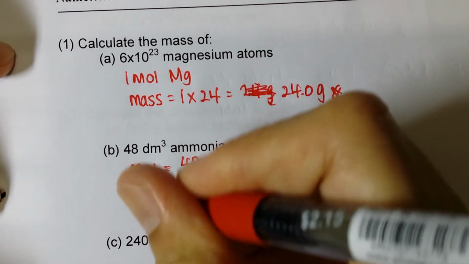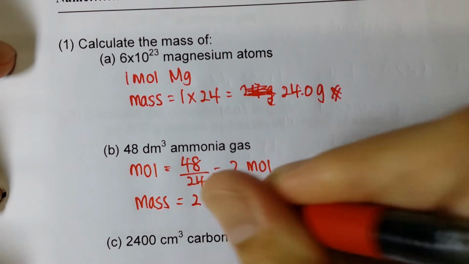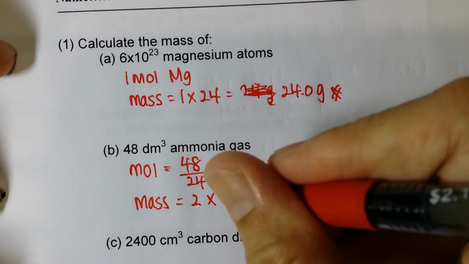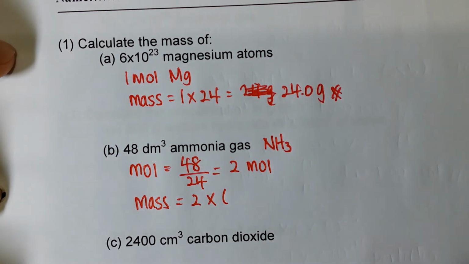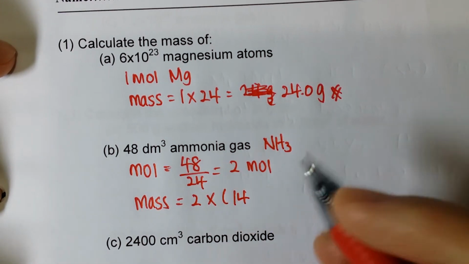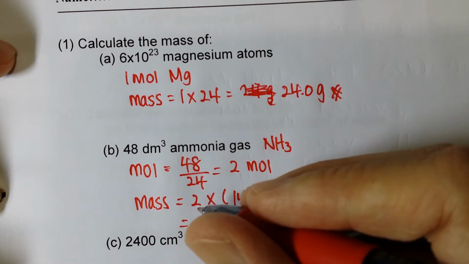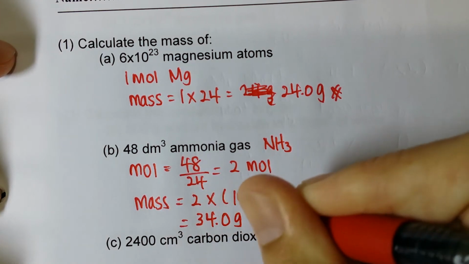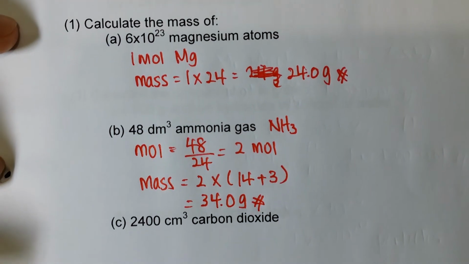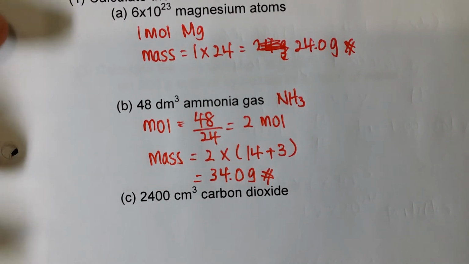And the mass of 2 mole of ammonia would be 2 times the Mr, and the Mr of ammonia, NH3, is nitrogen 14 plus 3, that will be 17, times 2 would give you 34.0 gram. Okay, so this is actually a 2-step problem. Find out the number of mole first, and then after that find the mass.